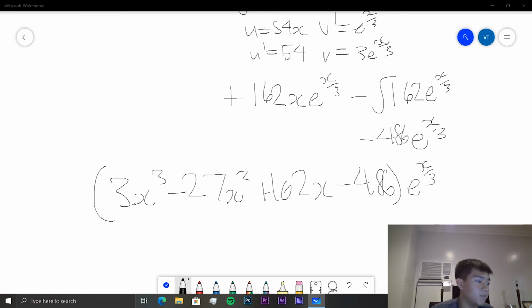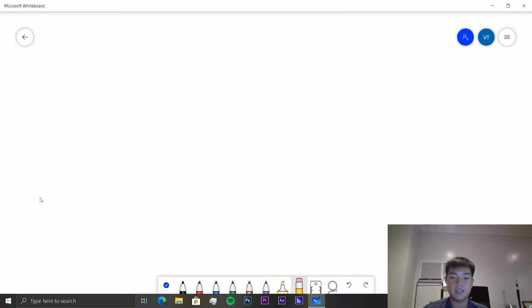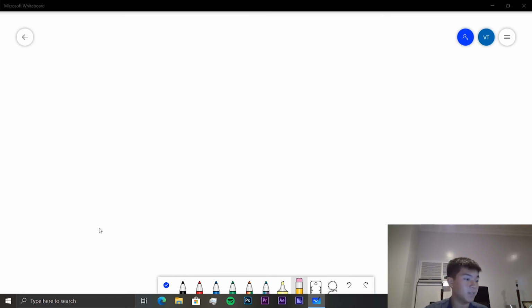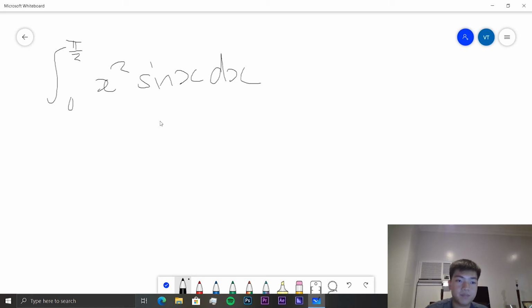So yeah, that is the integral. That looks good. Plus c. And then on to the next question. We have: integrate the following definite integrals. And the first one is the integral from 0 to pi over 2 of x squared sine x dx.